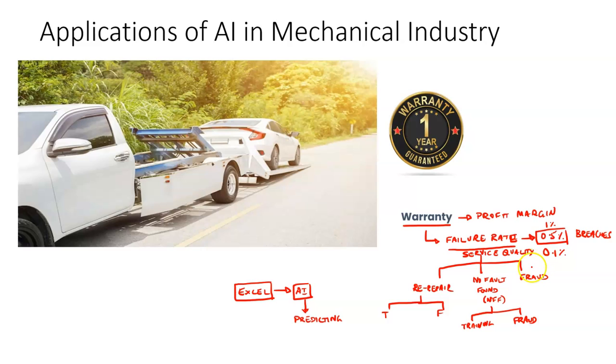If left unchecked, you could end up with a higher failure rate, which obviously means a higher warranty cost and a lower profit, because warranty directly contributes to the profit margin of any business. As I said, some organizations are adopting AI-based systems, but many organizations still rely on Excel-based systems where factors are looked at in isolation. In AI systems, we study the factors and their interaction effects, right?